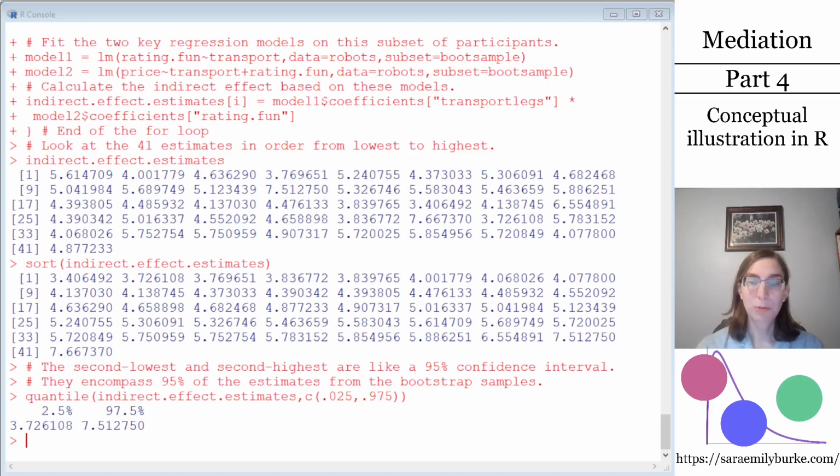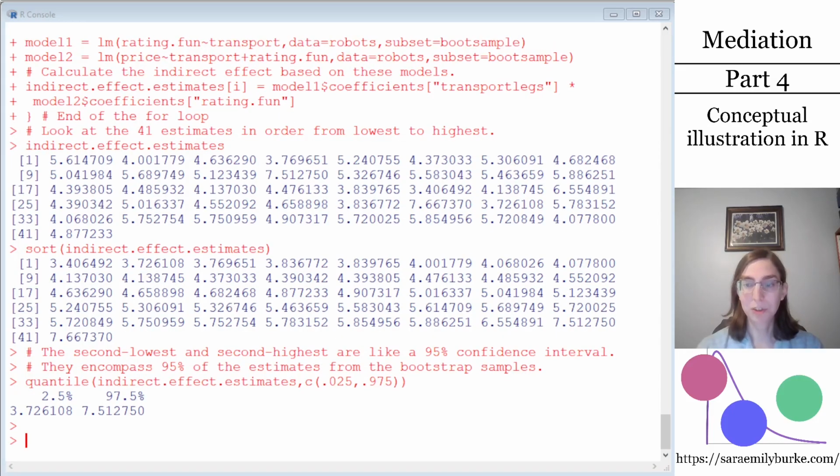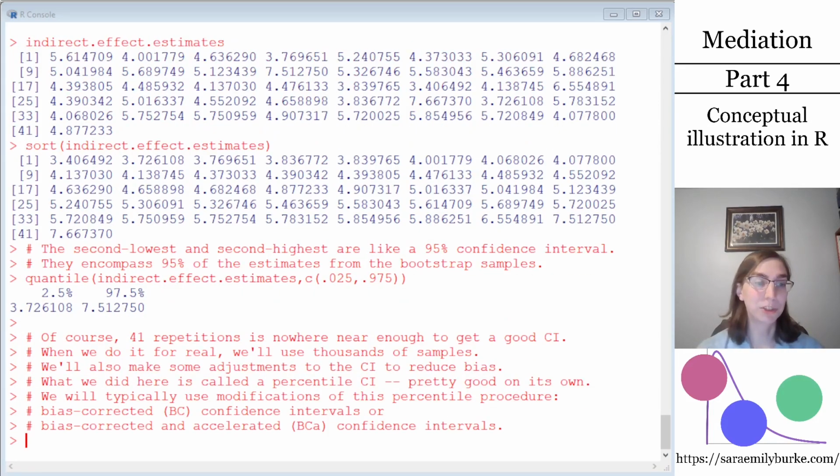Of course, 41 repetitions is nowhere near enough to get a good confidence interval. So when we do bootstrapping for real, we're going to use thousands of samples instead of just 41. But the basic premise is very similar. We're going to calculate different indirect effect estimates for each subset of participants that we're working with. And I use the phrase subset somewhat loosely because the bootstrap samples of participants are the same size as the actual sample of participants, but some of the participants are duplicated and others are omitted.